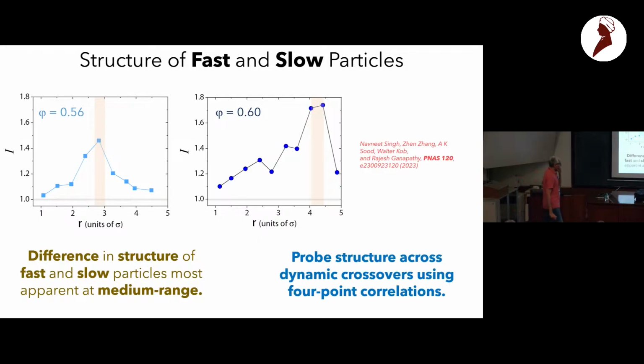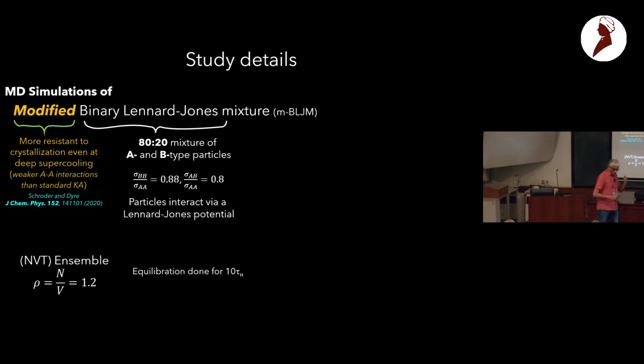And what we would like to do is basically use this toolkit, exploit this feature that we found, and ask if this approach is going to start telling us something about the structural change that we can see across. If at all it exists, can we pick it up, all right? So what we're going to do is simulations. So we're going to work with a modified BLJM mixture. Sarika already told you about why the modification is essential.